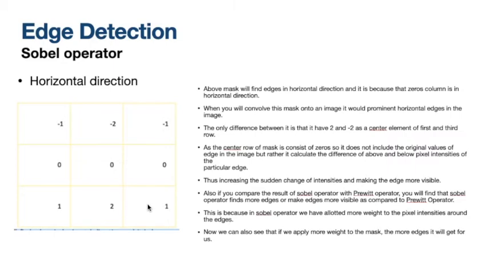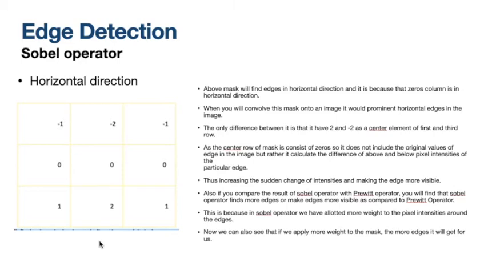Here the zeros are in the horizontal direction, so it is going to detect the horizontal edges. When you convolve this mask onto an image, it would make the horizontal edges more prominent. The only difference is that these values in the Sobel operator, in the Prewitt operator, were all -1 in the first row and all 1s in the third row. Here the values in the middle of these two rows are changed to 2 and -2.